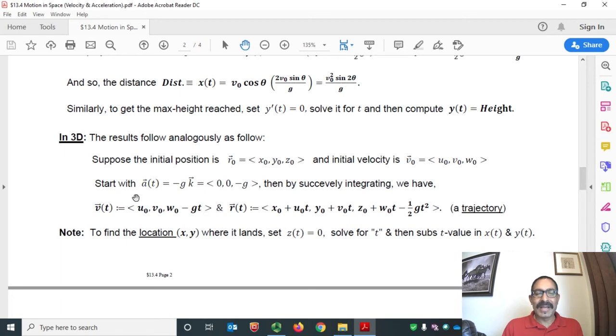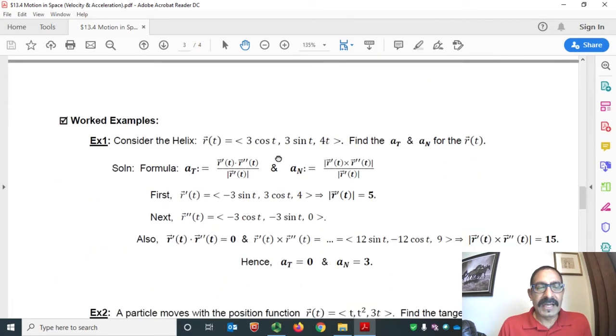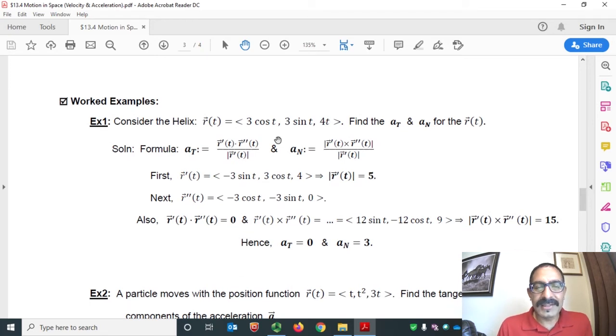Now let's do some examples. First example: consider the helix given by the vector function r(t) equals the vector 3 cosine t, 3 sin t, 4t, and find the tangential component of acceleration and the normal component of acceleration for the helix. Here the formulas for a_T and a_N are given. So now let's find the first derivative of r, the second derivative of r, the dot product of r prime and r double prime, and the cross product of r prime and r double prime, and substitute here.